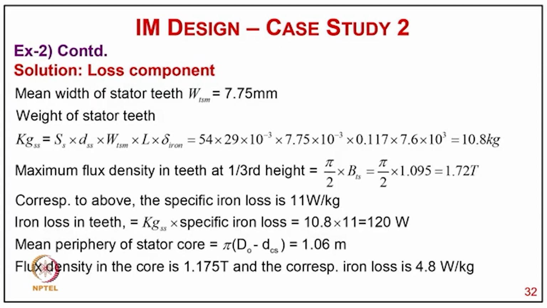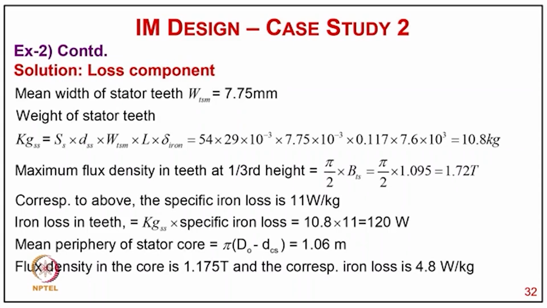Now coming to the second component of no load current, that's the loss component. For calculation of this, we have here the mean width of the stator teeth WS equal to 7.75 millimeter, and weight of the stator teeth KGS equal to SS into DSS into WTS into L into sigma iron. So putting the value, it comes 10.8 kg, and the maximum flux density in the teeth at 1/3 height, pi by 2 into BTS, comes 1.72 Tesla. Corresponding to this, specific iron loss is 11 watt per kg.